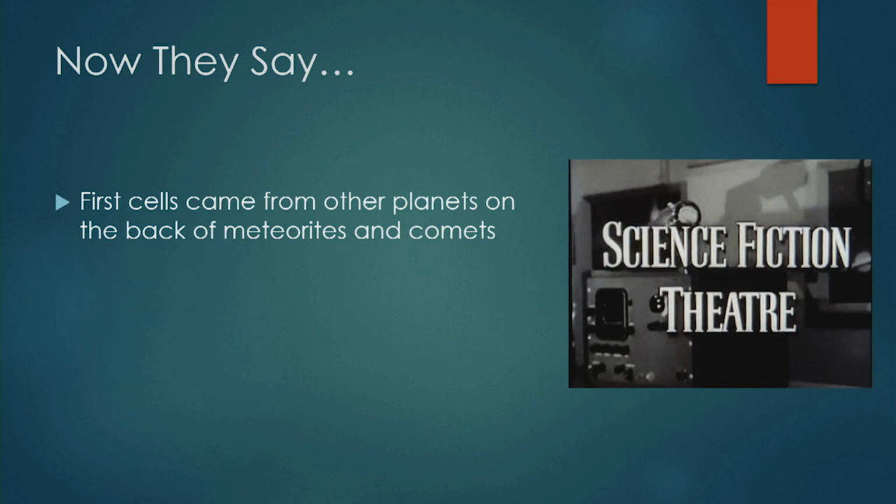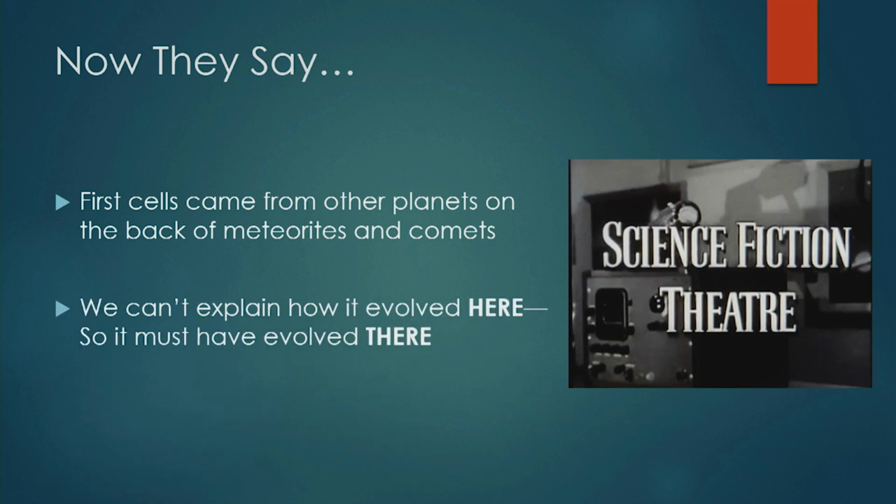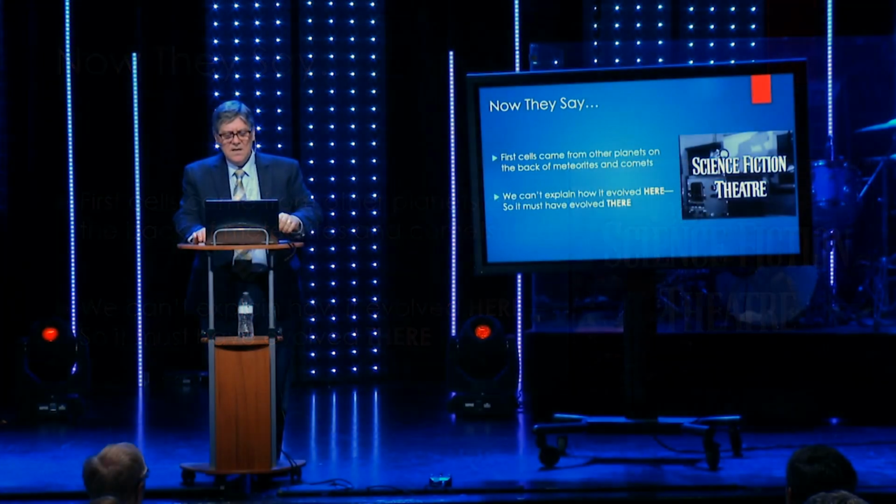So now they postulate that the first cells came from other planets on the back of comets and meteorites. Oh, I see. We can't explain how it evolved here, so it must have evolved there. Isn't that convenient? It's like, teacher, what class is this?